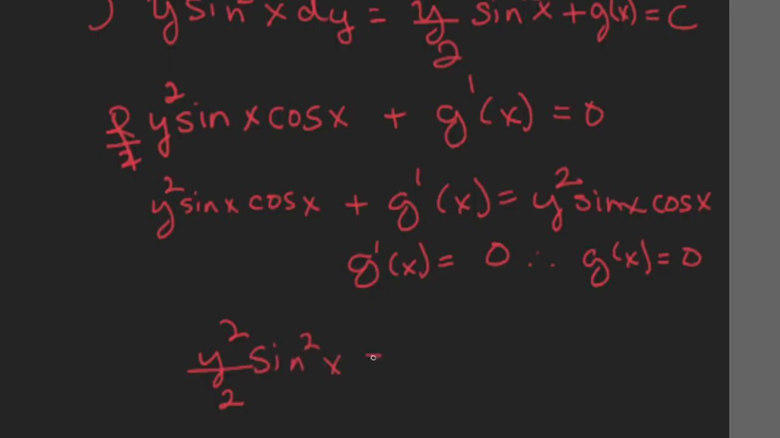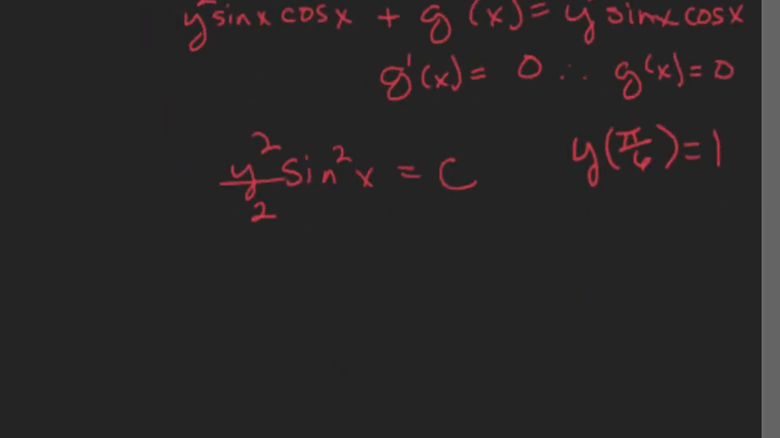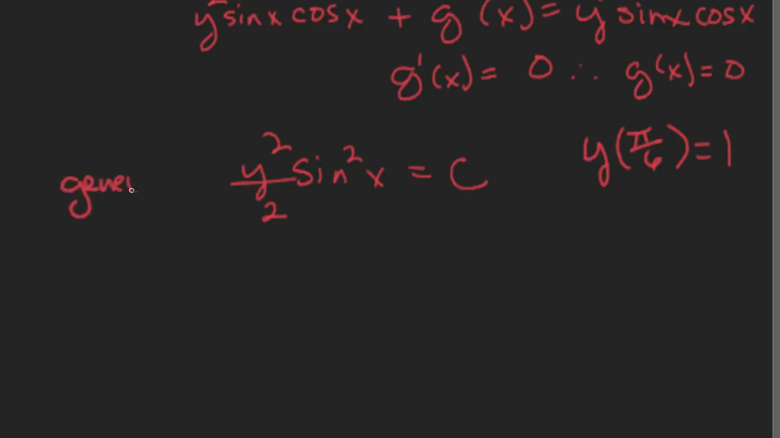Okay, let's see. Can I make up some initial conditions here? Let's try y of pi over 6 equals 1. So we can go from a general solution here to a particular by solving these initial conditions. This is going to be your x value, this is going to be your y value. So here when I plug in, I get 1 squared over 2 sine squared pi over 6 equals c.